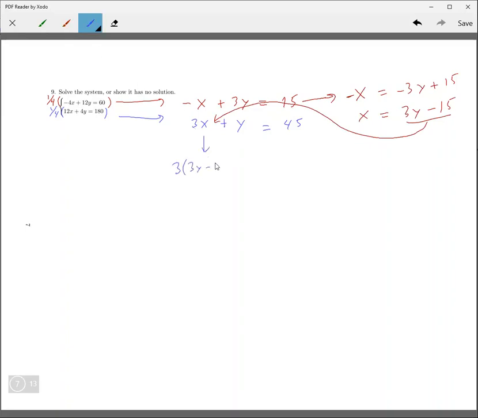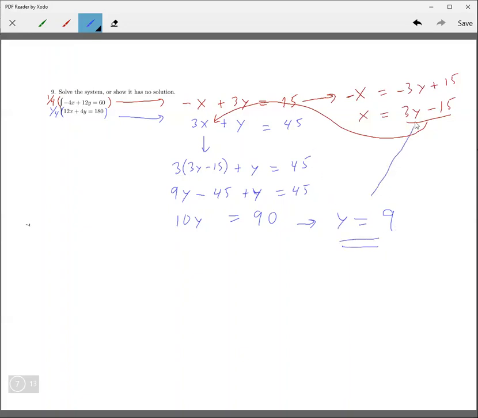Okay, so 3 times 3y minus 15 plus y equals 45. Okay, so let's see here. 9y minus 45 plus y equals 45. Let's see, 9y and y is 10y. And adding 45 to both sides, you get a 90 over here. Okay, so dividing everything by 10, you get y equals 9. Okay, so there's our one solution right there.